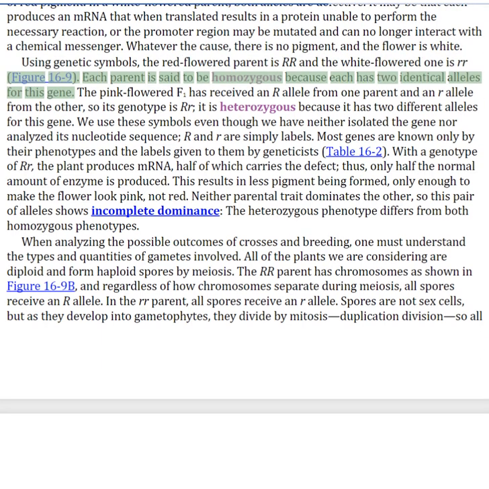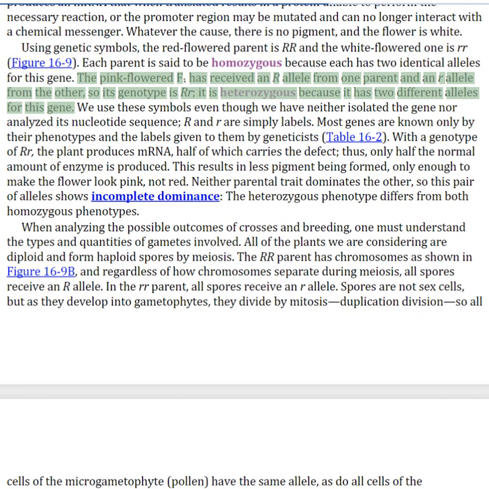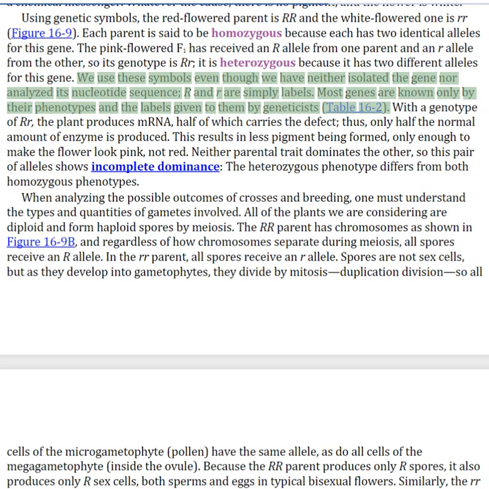Each parent is said to be homozygous because each has two identical alleles for this gene. The pink-flowered F1 has received an R allele from one parent and an r allele from the other, so its genotype is Rr. It is heterozygous because it has two different alleles for this gene. We use these symbols even though we have neither isolated the gene nor analyzed its nucleotide sequence. R and r are simply labels. Most genes are known only by their phenotypes and the labels given to them by geneticists.